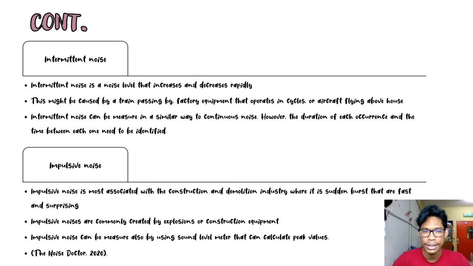And finally, this is the impulsive noise. This type of noise is most associated with the construction and demolition industry, where there are sudden bursts that are fast and surprising. It is commonly created by explosions or construction equipment, and this type of noise can be measured using a sound level meter that can calculate the peak values of the sound level.